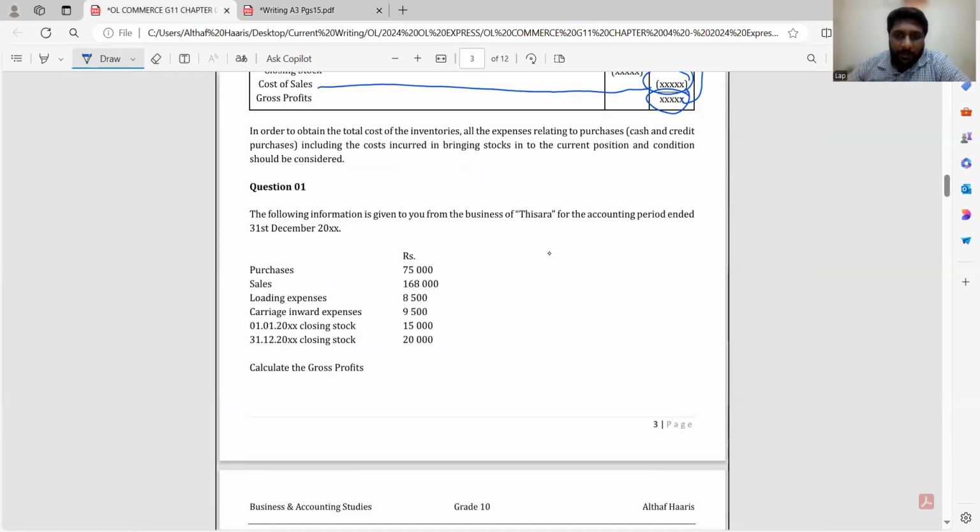Okay. So here, any income statement as per the Sri Lanka standards, people, you have to start with the sales. That's the standard. Standards you will study in A-level accounting. So we have to follow the accounting standards when we are doing accounts. Any income statement must start with sales.